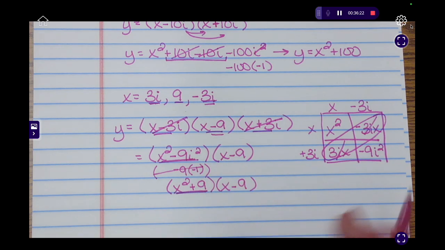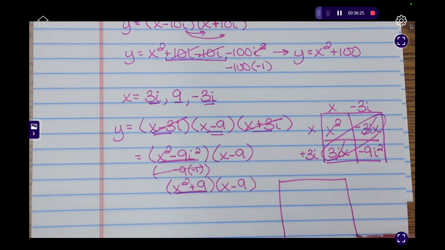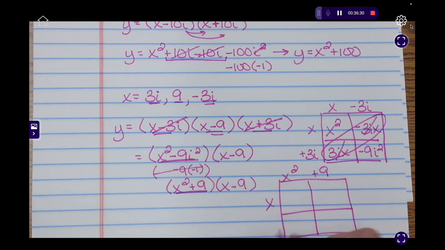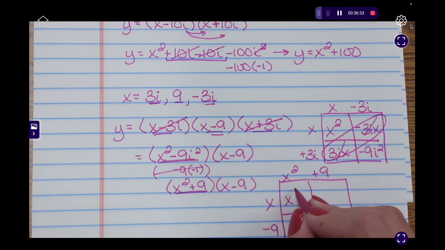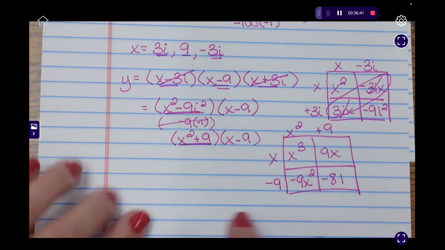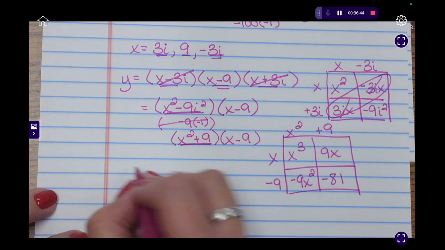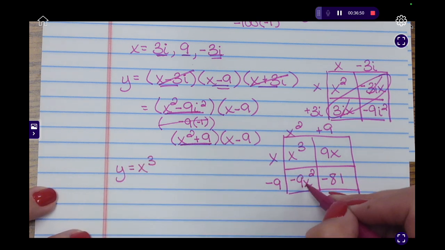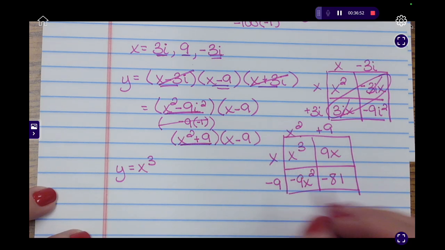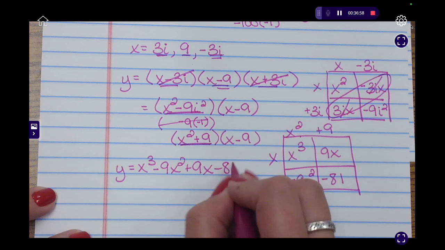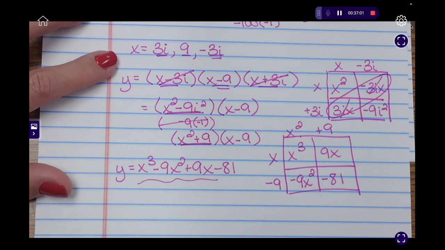So now I can multiply it by that last one. Again, we can draw another box. So that's x squared plus 9 and x minus 9. So looking at this, that's going to give me x to the third, 9x, negative 9x squared, and a negative 81. So just be careful with this box because you're multiplying an x squared and an x. When I write my answer, I have an x to the third. These are not like terms because of the difference of the exponents. So just make sure I'm writing it in standard form. And then that minus 81. So that would be the equation that has those solutions.